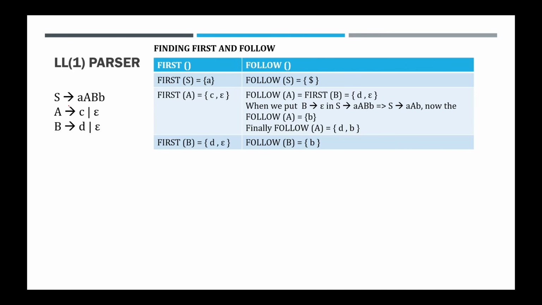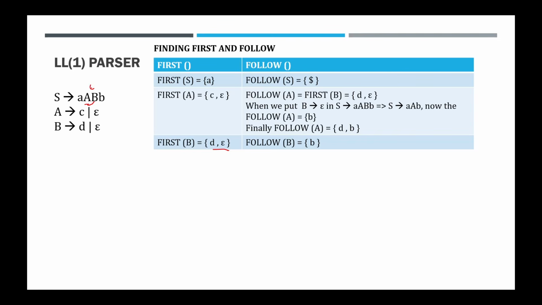How will you find the follow of S? Follow means follow of all the non-terminal symbols. Just move on to the right hand side. Do we have the symbol S on the right hand side? No, just include dollar. Then we need to find it for the next non-terminal, that is A. So A is here. What is there after A? We have the non-terminal symbol B. If it is B, then we need to include the first of B here. What is first of B? D comma epsilon. Just include D alone. Since it is an epsilon, just substitute epsilon here.